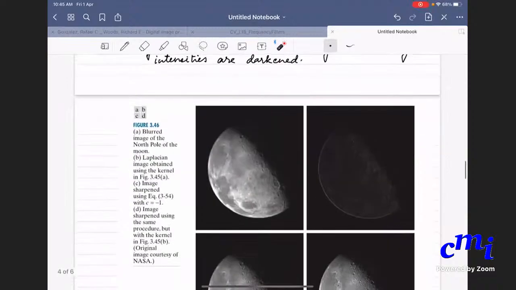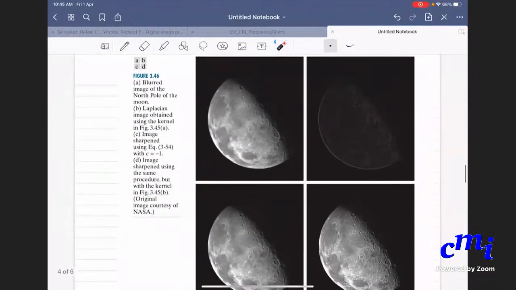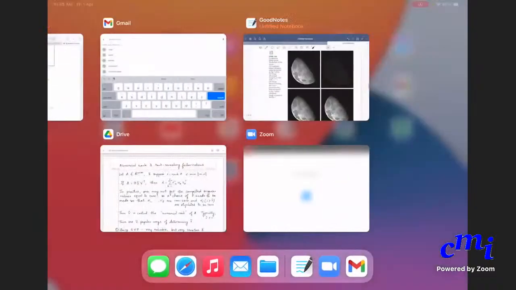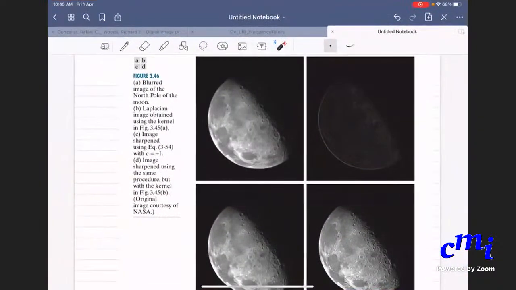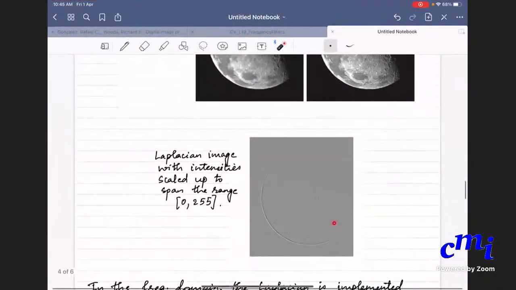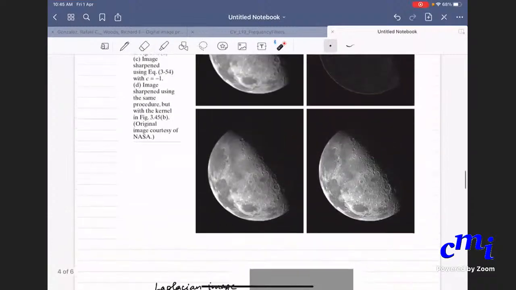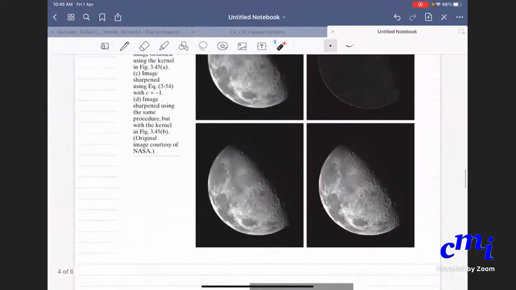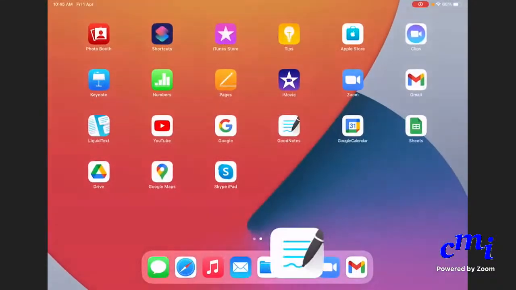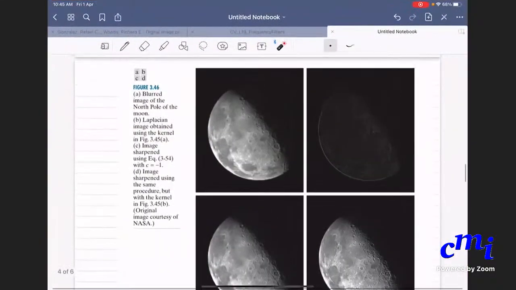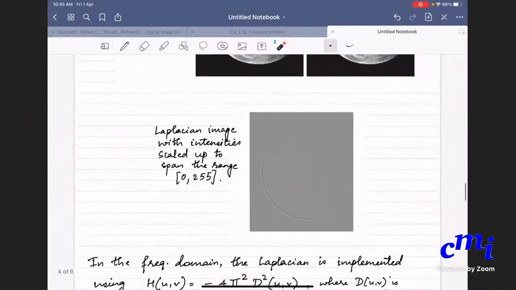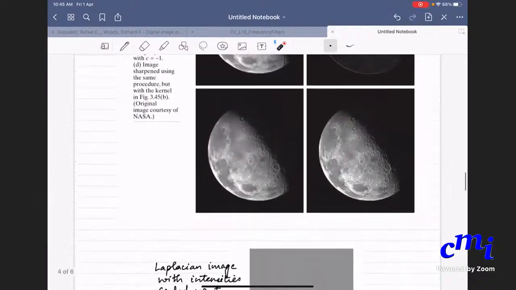Now this same image, you might see displayed in this way. This is nothing but the same image where the intensities have been spread over a larger range. So sometimes you will see the Laplacian displayed in this way also. It's just the original image with spread out intensities.